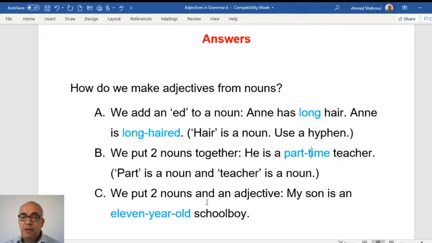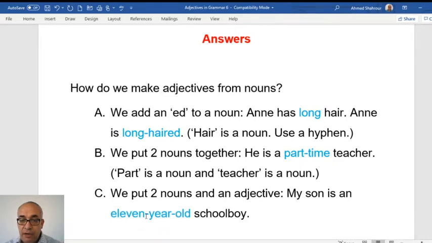Number C, we make adjectives from nouns if you put 2 nouns and an adjective. So my son is an 11-year-old schoolboy. So 11 is a noun, year is a noun, old is an adjective. So these 3 words together make a compound adjective which describes schoolboy.